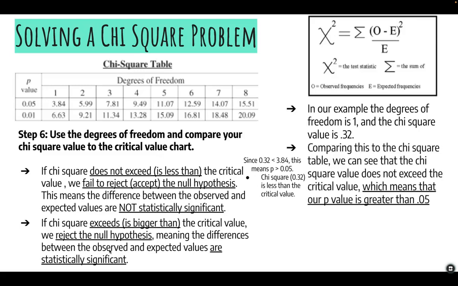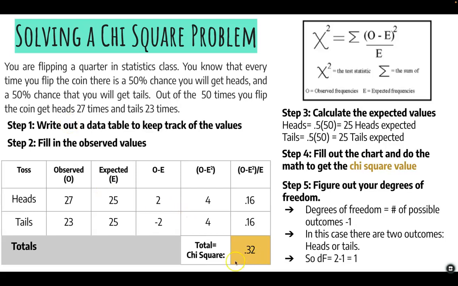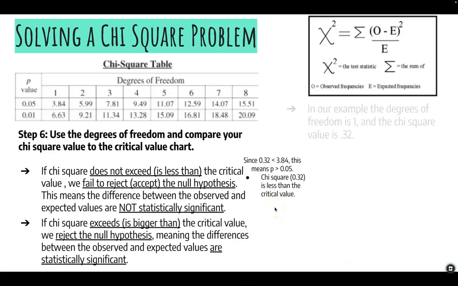And so, again, in our example, you could read this over. It's basically just summarizing what I said. In our example, the degrees of freedom is 1, and the chi-square value that we got was 0.32, right? Again, let me go back to that. That was our chi-square value.